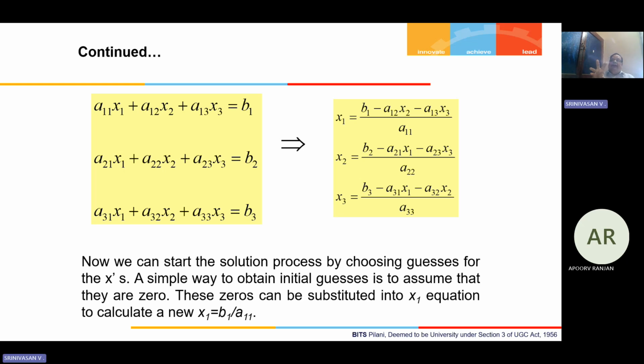When you are finding x1, you substitute 0 for x2 and x3. In the next equation, when you are finding x2, there is x1 in b2 minus a21 x1. In that, you will have the latest value of x1, which you have found in the first equation, and x3 will be 0. In the third equation, your x1 is already found and x2 is just found. So that is how you have to understand. On the right hand side only, your initial assumption values will be substituted as 0 for getting newer values of x1, x2, x3 as the case may be.